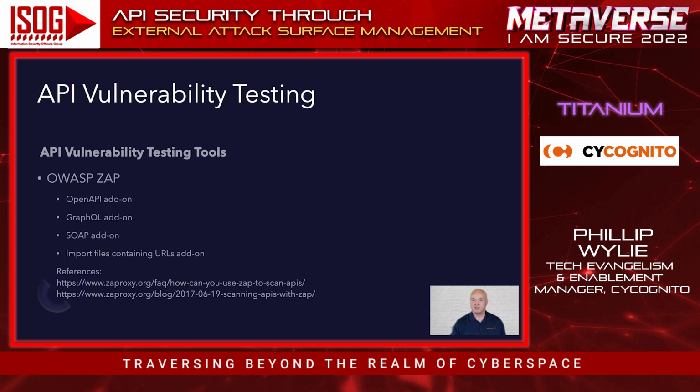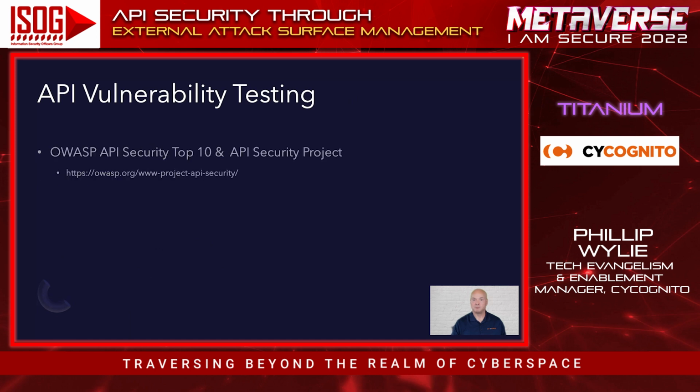And so vulnerability testing. You also have OWASP ZAP. It has the OpenAPI add-on, a GraphQL add-on, a SOAP add-on, and an import add-on, so you can import files containing URLs if you have known APIs. And this is a reference from ZAP Proxy on how to scan for your APIs. ZAP is a similar tool to Burp Suite, and is a highly recommended tool because it's another type of tool to use. That way you're getting the diversity of your tool set and finding things you possibly might not otherwise find.